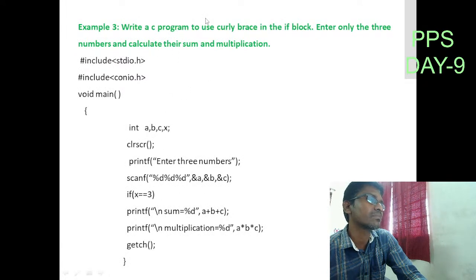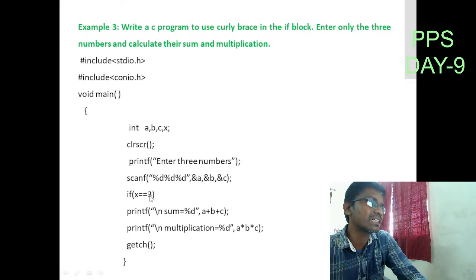And coming to the third example, here I want to read three numbers and calculate their sum and multiplication. I want to read the three numbers from the keyboard, and if I enter the count 3, then it will perform addition of the three numbers as well as multiplication of the three numbers. If I read only two numbers from the keyboard, it is not going to perform addition and multiplication. Similarly, if I read four numbers, it is not going to perform sum and multiplication. Whenever you read a value, b value and c value, that means you read only three numbers, then it will check the condition.